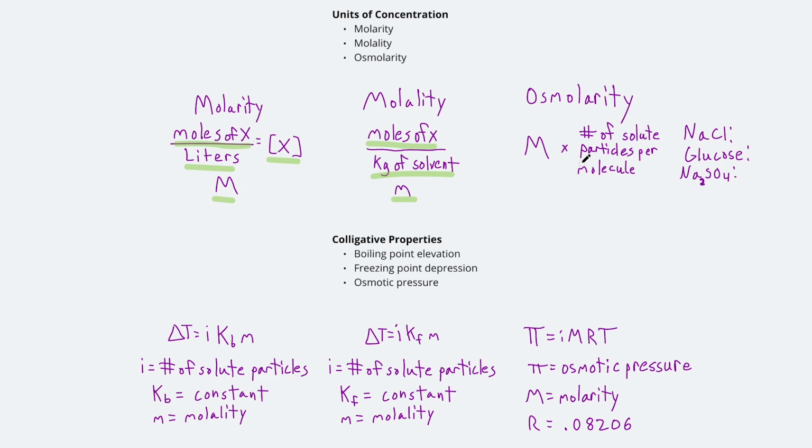The last one is osmolarity. In osmolarity, we start with the exact same approach as molarity. So this is big M for molarity. And then we multiply that by the number of solute particles per molecule. So the term on the right.